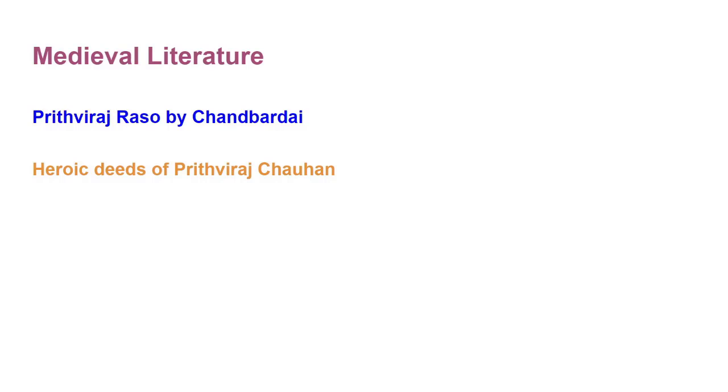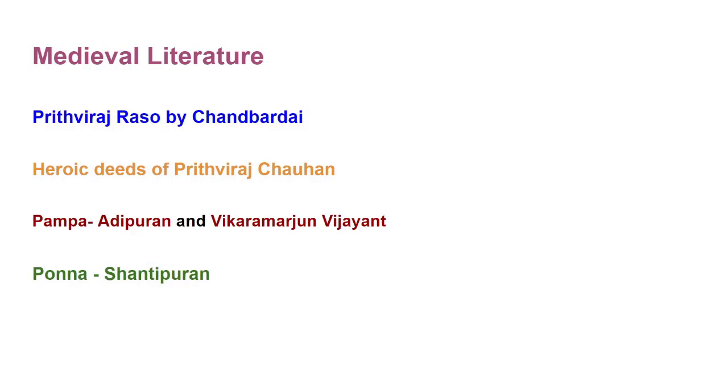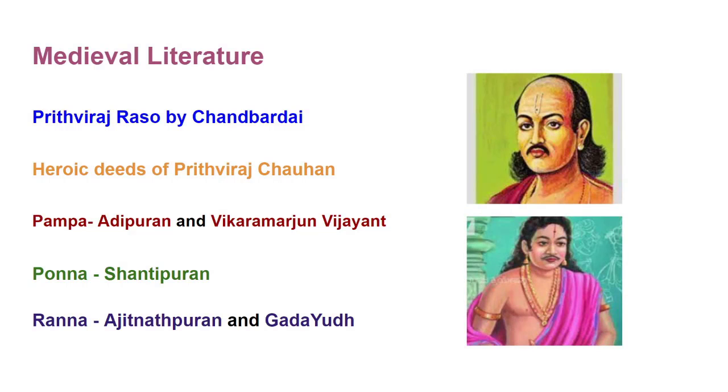In this time, Sanskrit literature made great strides in South India. For some time, Jainism influenced Kannada literature. The poet Pampa composed Adi Puran and Vikramarjun Vijayant. The poet Ponna wrote Shanti Puran describing the life of the 16th Jain Tirthankar. The poet Ranna composed 2 books, namely Ajit Nath Puran and Gadayudh. The poets Pampa, Ponna and Ranna are known as the trio of early Kannada literature. They are the famous trio of Kannada literature.